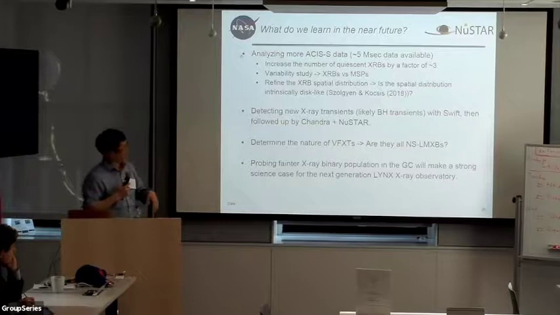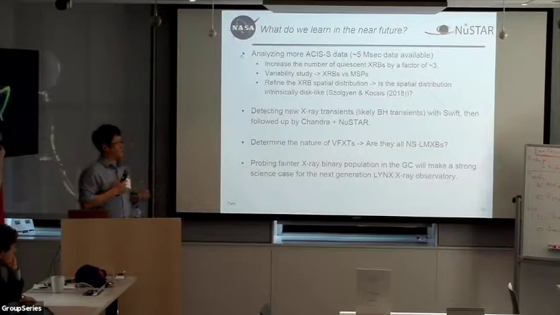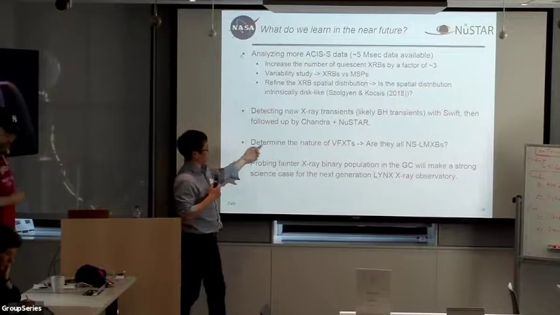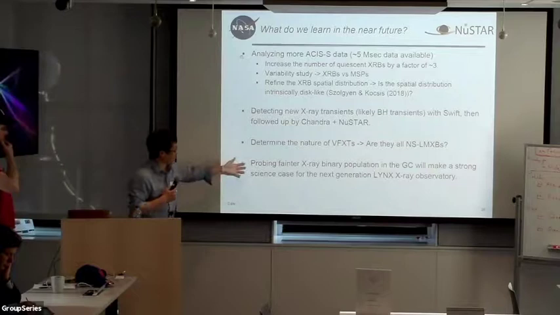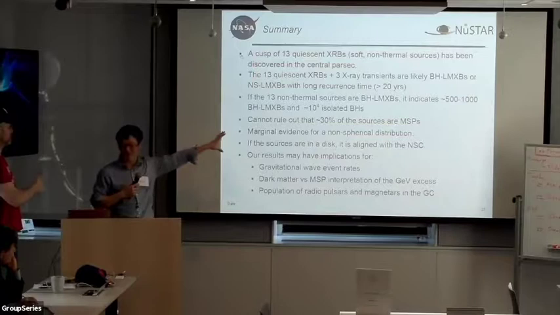And then we keep doing Swift monitoring of the galactic center, so we may find a new X-ray transient every 2 years. And I'd like to know the nature of VFXTs. That's kind of important because we have 9 VFXTs, and this will make a very good science case for the Lynx X-ray Observatory. And I will put my summary page here and take some questions.